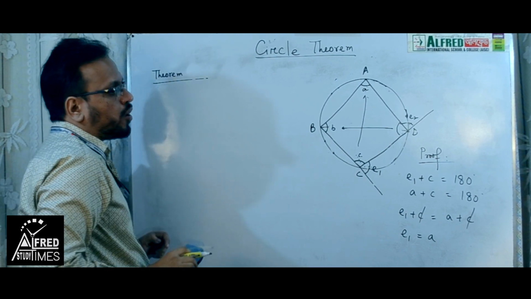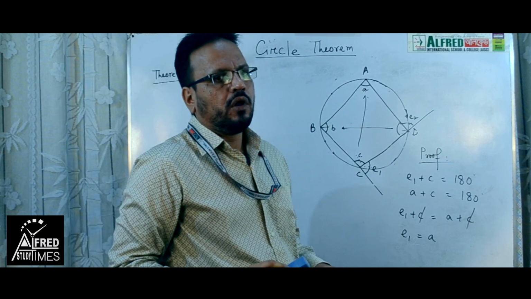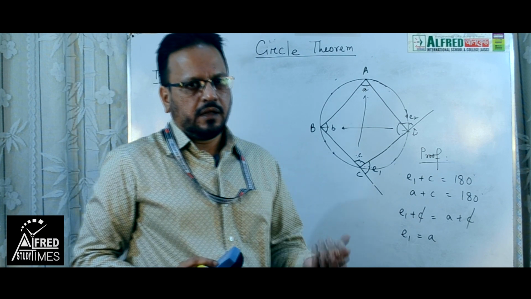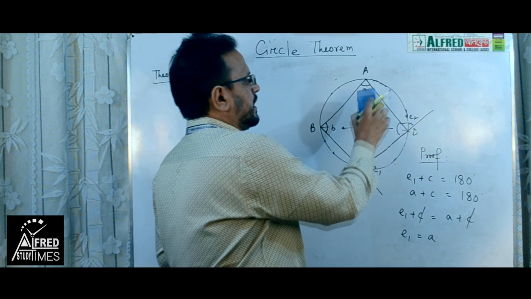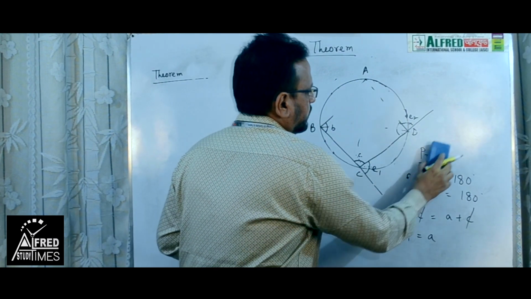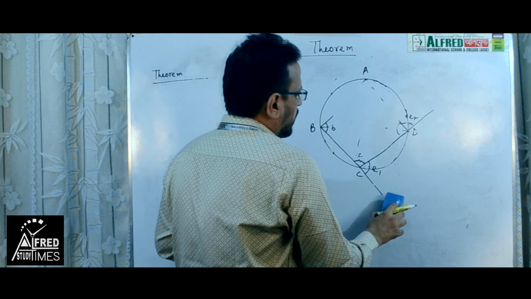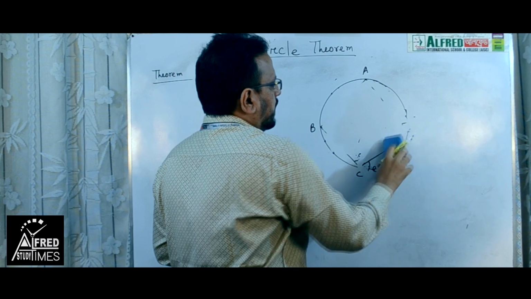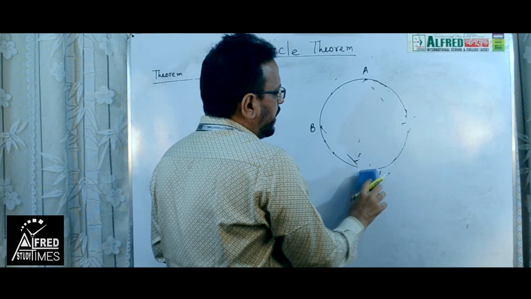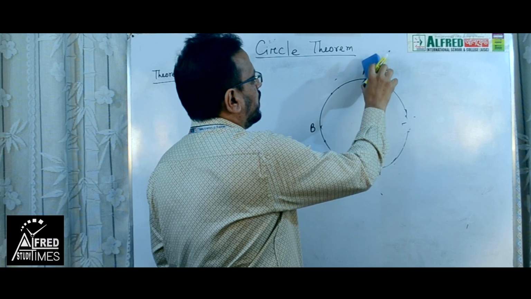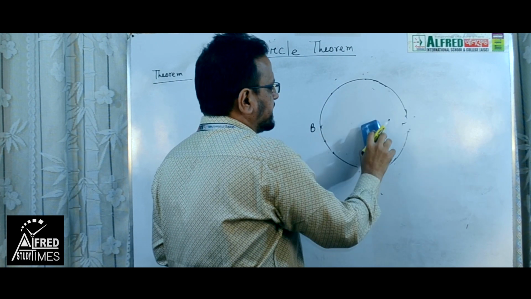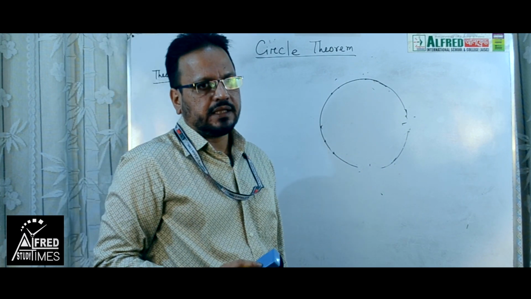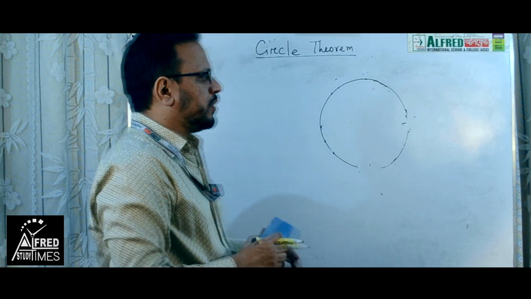Theorem number 6 deals with a chord. Now you have to know what a chord is. A chord is a line that touches two points of a circle. The line touches the circumference. Let me rub this one. So we discuss the chord. The theorem says that if we draw a perpendicular from the center to a chord, you know what a perpendicular is? The line that makes 90 degrees with the base. That is a perpendicular.